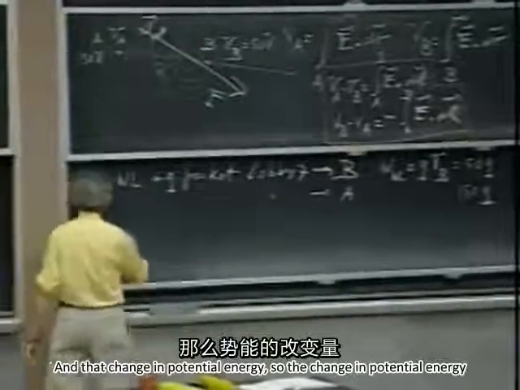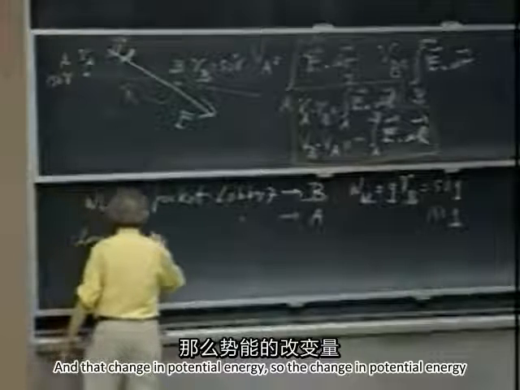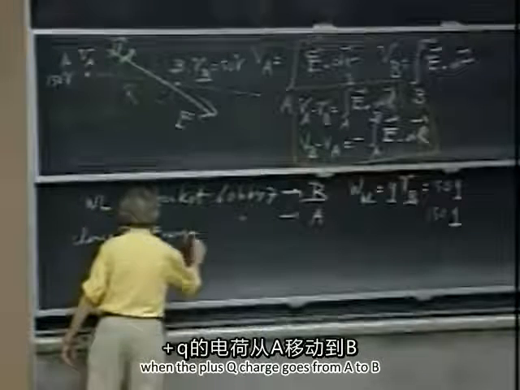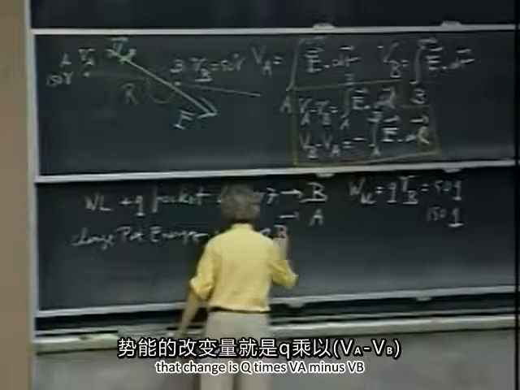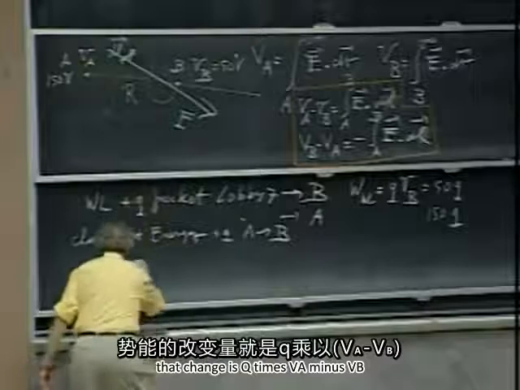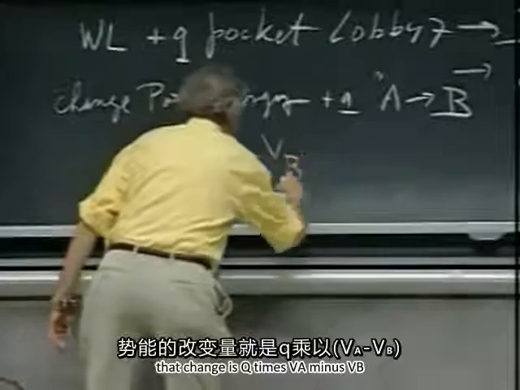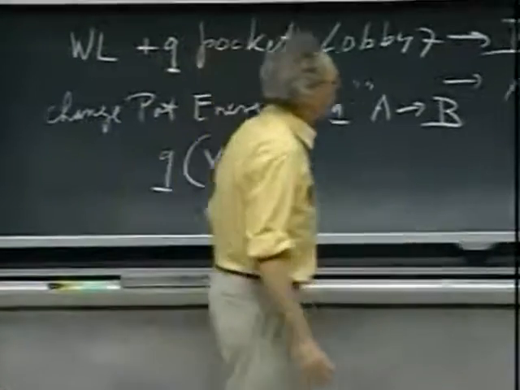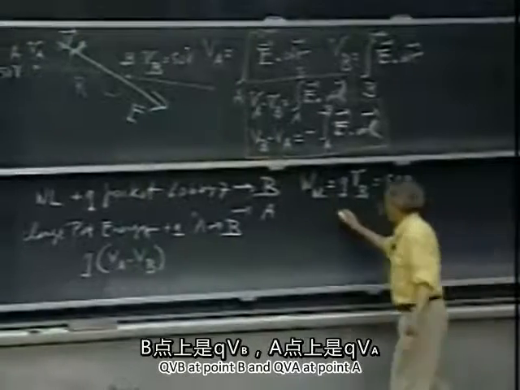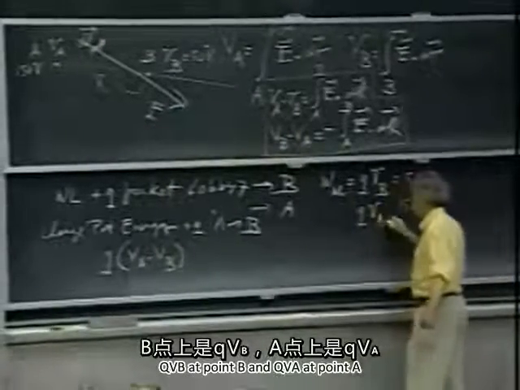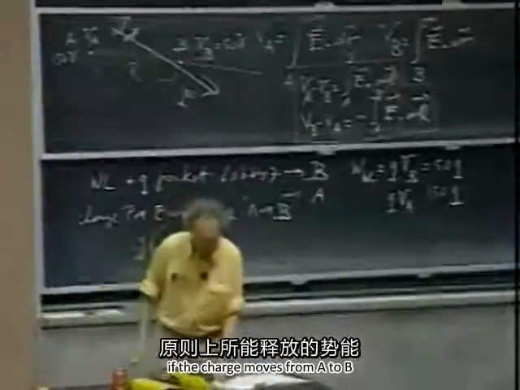And that change in potential energy, when the plus Q charge goes from A to B, that change is Q times VA minus VB. QVB at point B and QVA at point A. So this is the potential energy that is in principle available if the charge moves from A to B.